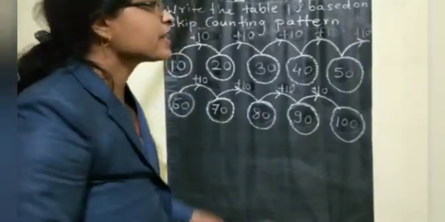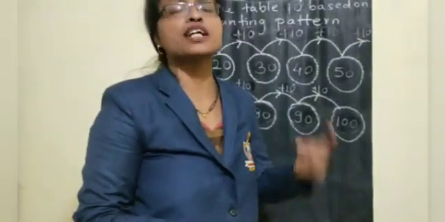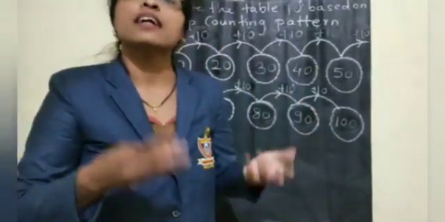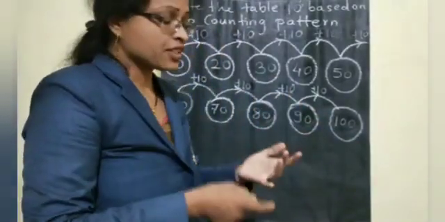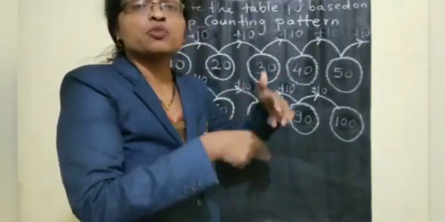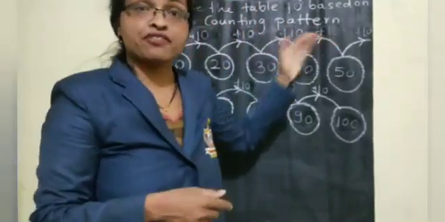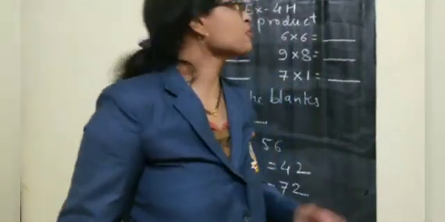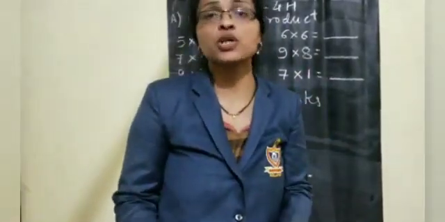Like this, you can create all the different tables starting from 2, 3, 4, 5, 6, 7, 8, 9, 10 and so on. Only, whichever table you are creating, that much number you have to add every time for each number. Okay. Children, let us solve some problems from the exercise 4H to make you understand.